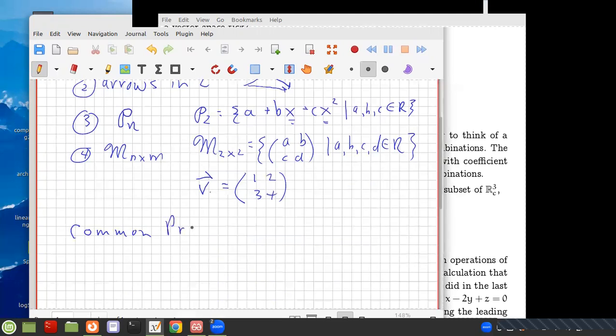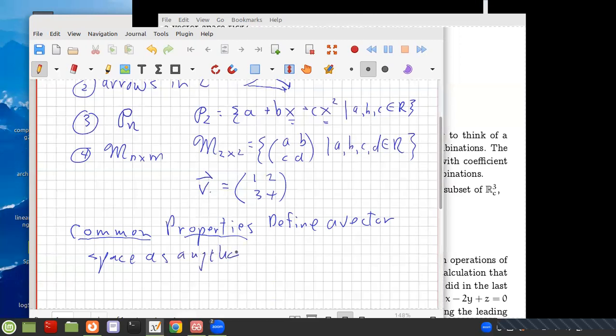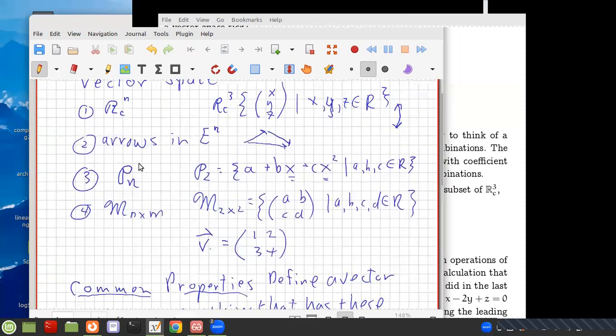And those common properties, then we turn around and define a vector space as anything that has these properties. So all of these are abstracted from all these examples.